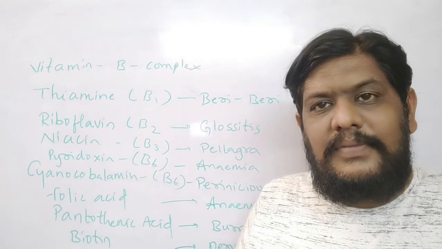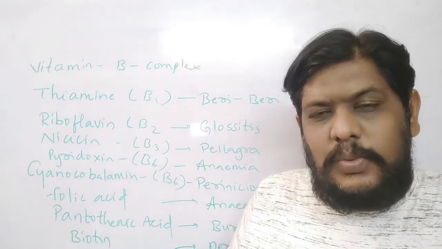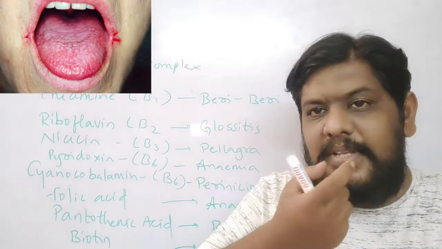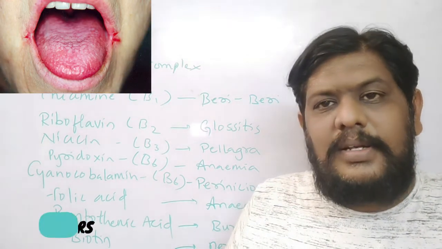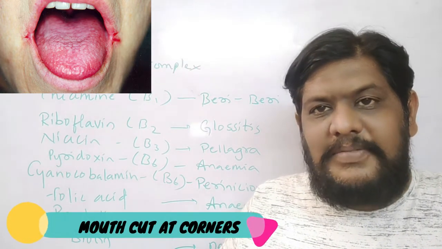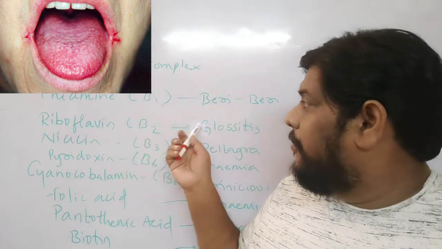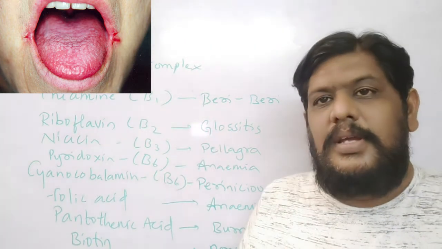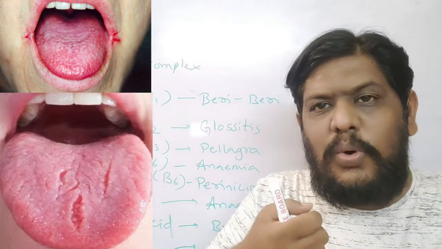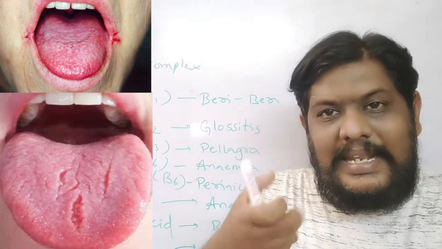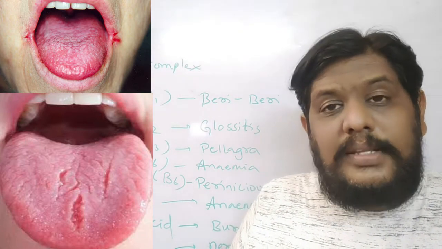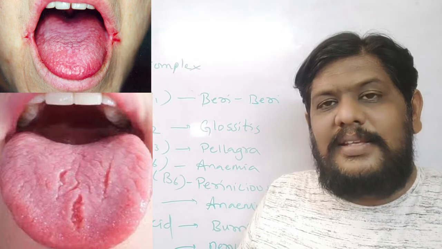Now, we are very well versed with this vitamin, because so many times you can see our friends with cracking of the mouth at the corners. You can see in the picture there is a cracking of the mouth in the corners. That is a symptom of the problem called glossitis. Glossitis means glazed tongue. The tongue will become very sore and red in color, and your mouth will crack at the corners.